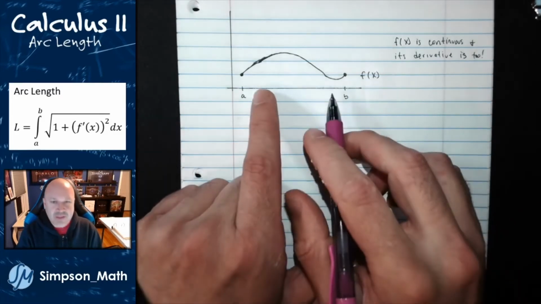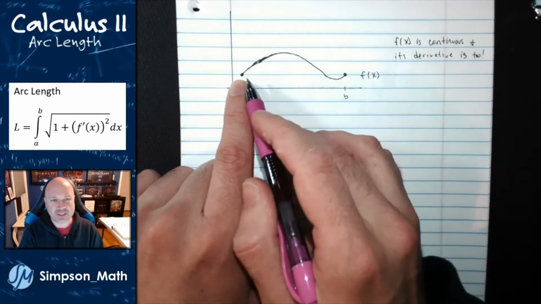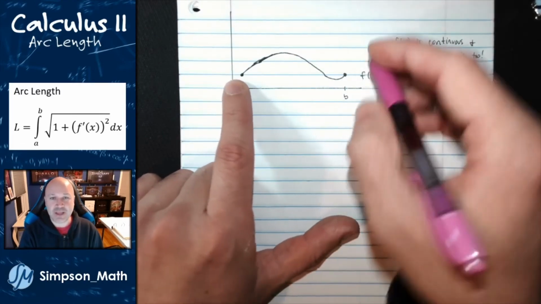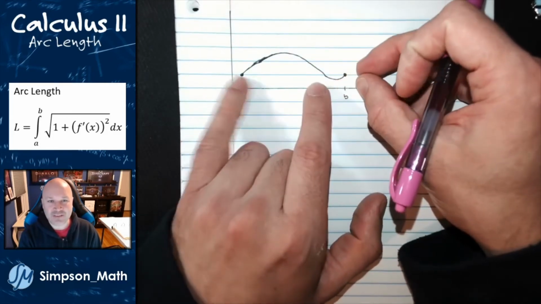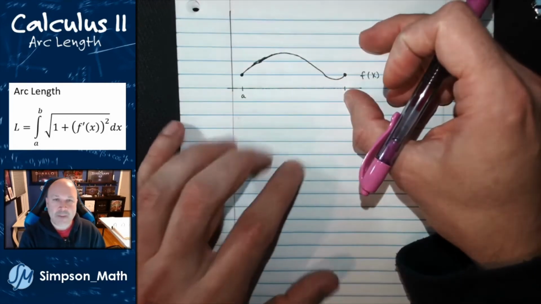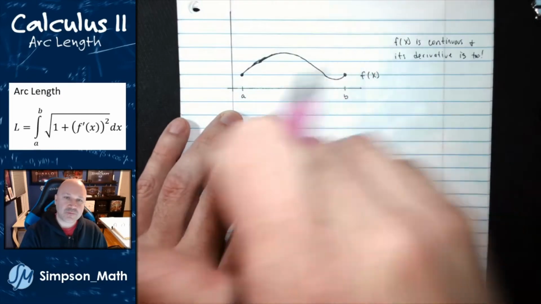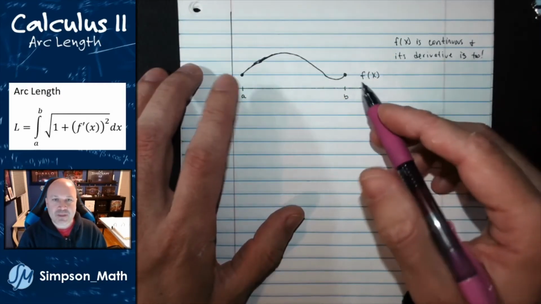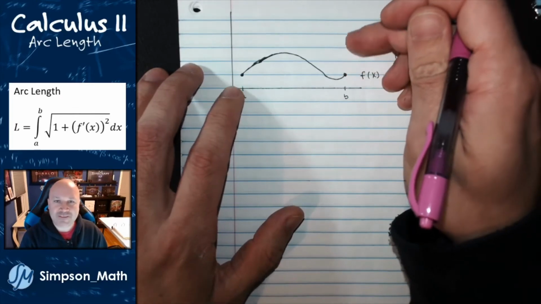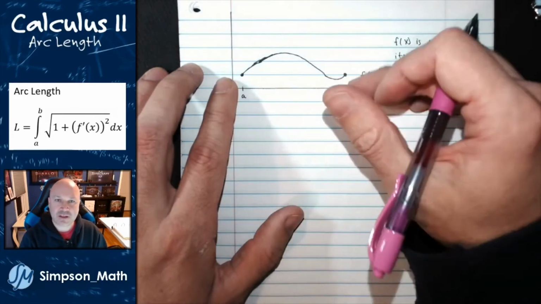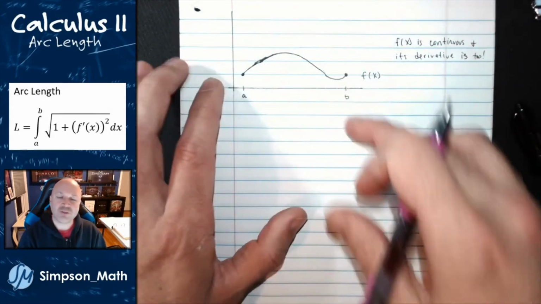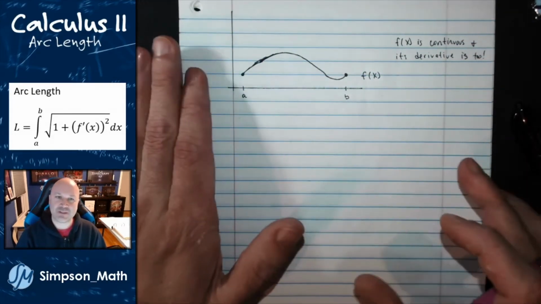Now, if I just try the Pythagorean theorem here, it doesn't make much sense. The change in x is the difference between a and b, but the change in y, it doesn't even look like anything's happening. Even if I had chosen a different y value for that to end in, creating a triangle would just be a rough estimate of that length.